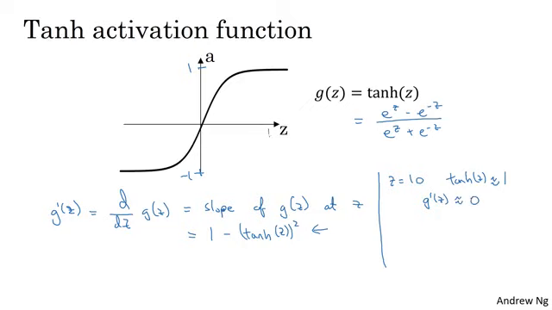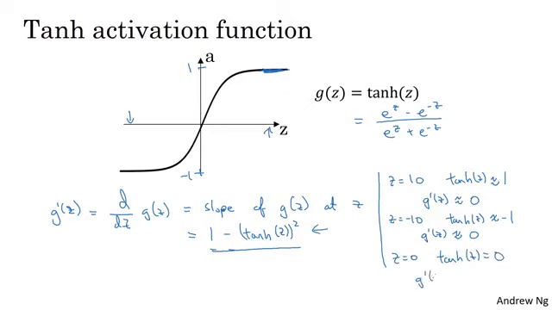So that was if z is very large. The slope is close to 0. Conversely, if z is very small, say z is equal to minus 10, then tanh of z will be close to -1, and so g prime of z will be close to 1 minus (-1) squared, so it's close to 1 minus 1, which is also close to 0. And then finally, if z equals 0, then tanh of z is equal to 0, and then the slope is actually equal to 1, which is actually the slope when z is equal to 0.